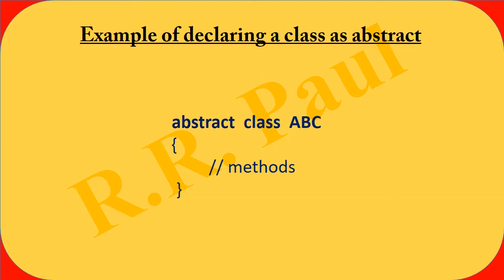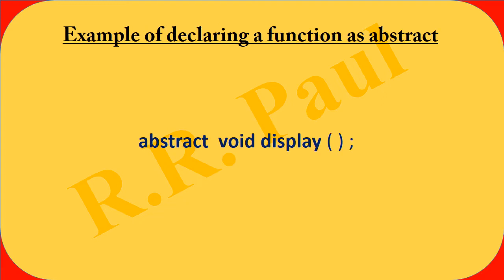This is how a class can be made abstract. Like I told you, use abstract keyword just before the class declaration. Just notice how the function is made abstract. Use the keyword abstract in the function prototype and put semicolon. Terminate it then and there because it is not supposed to be defined at the place where it is declared.